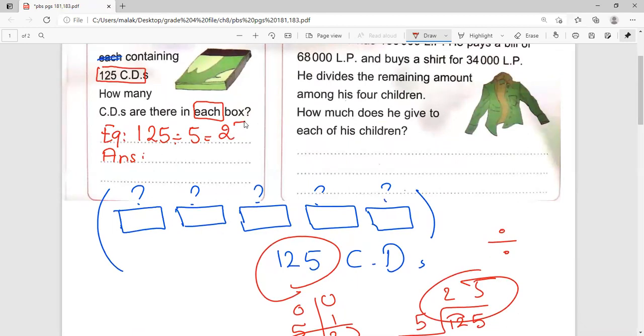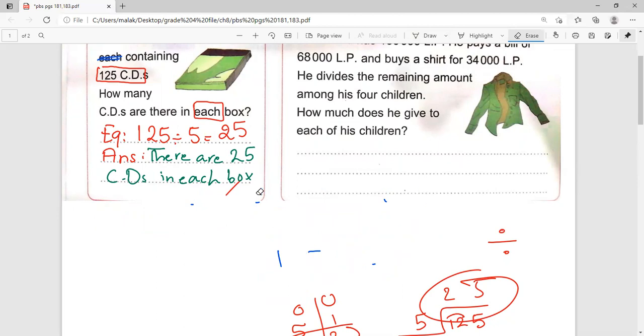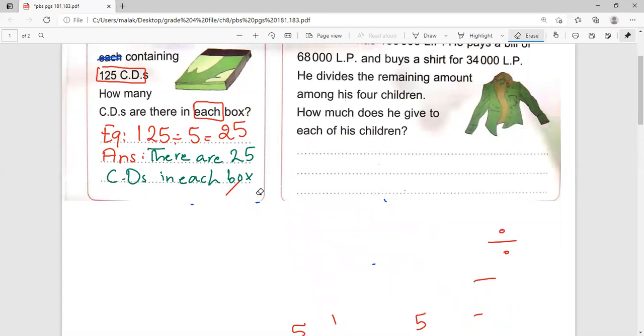So how many CDs are there in each box? We have 25 CDs in each box. So the answer is there were 25 CDs in each box. Always when we know the total number and we want to know in each box how much, so we are distributing them in boxes, so we are dividing them. So we have to make what? Division. We have finished problem 4. It's so easy. Now we'll go to problem 5.